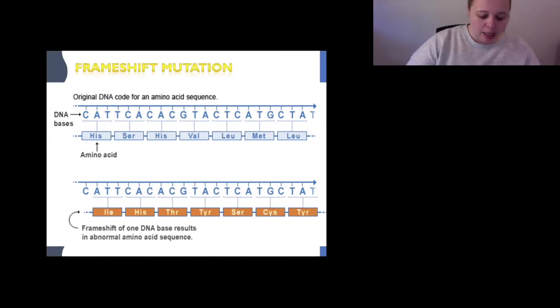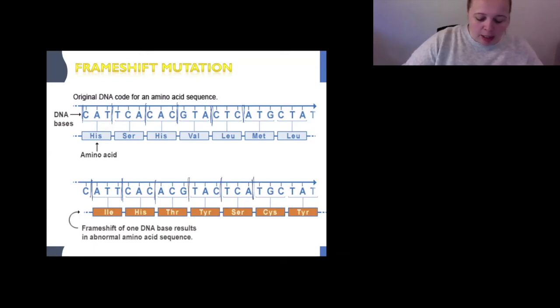So you can see here is the original DNA code. It starts to read CAT, TCA, CAC, ETA, and so on and so forth. So if it reads in that order, it codes for these amino acids. However, if you frame shift and you say you added in a base at the beginning, then all of a sudden we start reading different sets of 3.